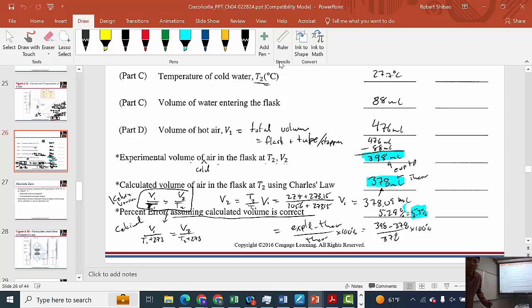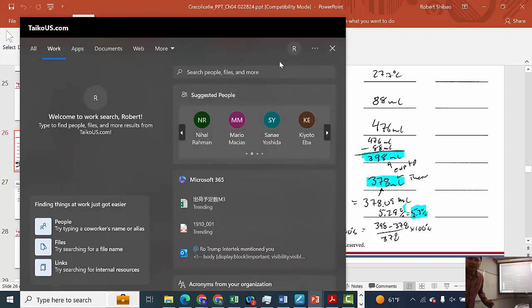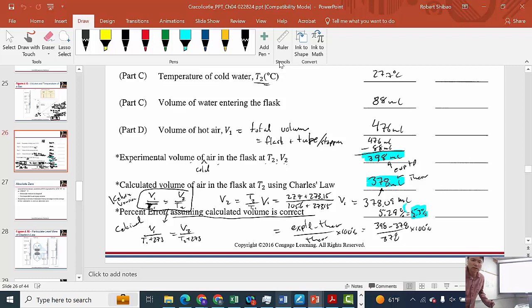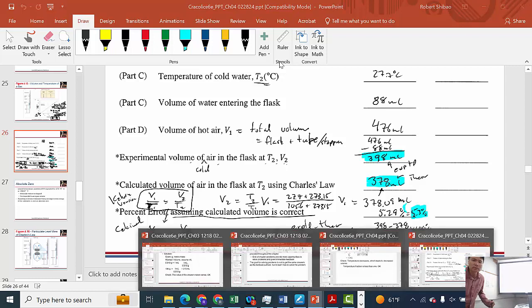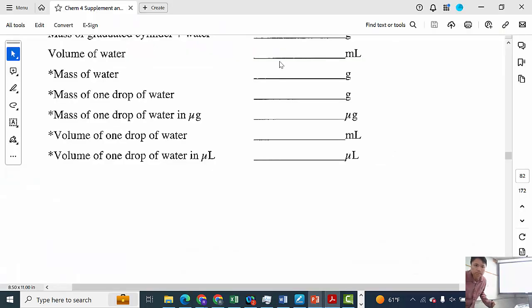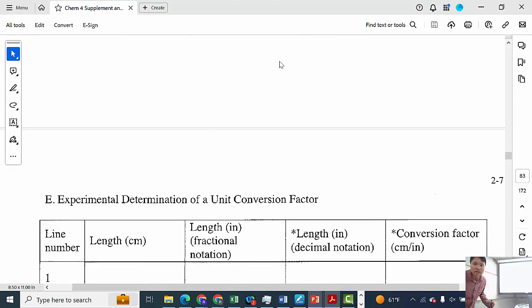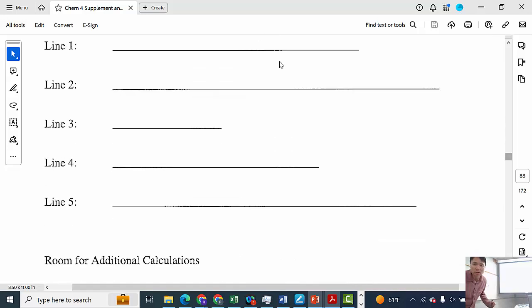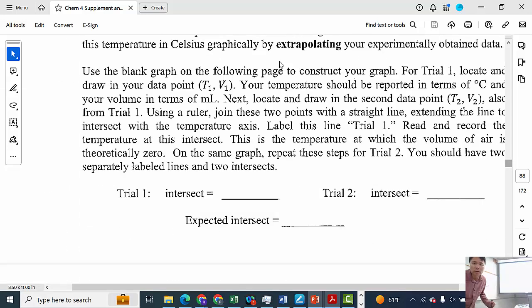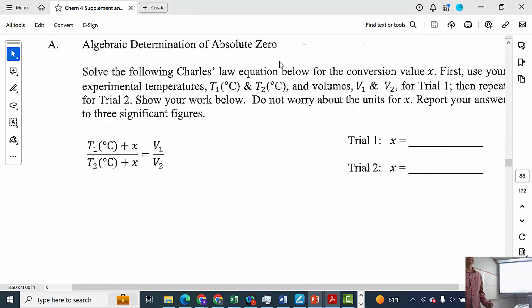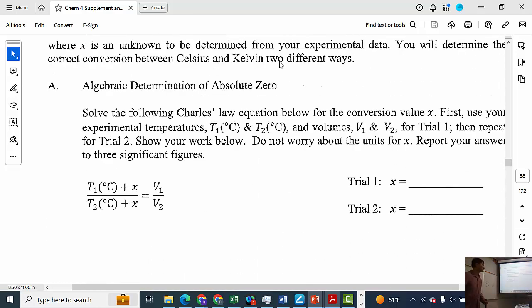Now, not only are we going to do this Charles' law calculation, but we're also going to do some additional calculations. Do you see, this is the Celsius version. And in order to convert Celsius into Kelvin, how much do I have to add to it?